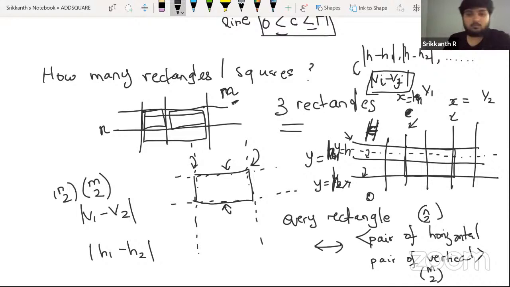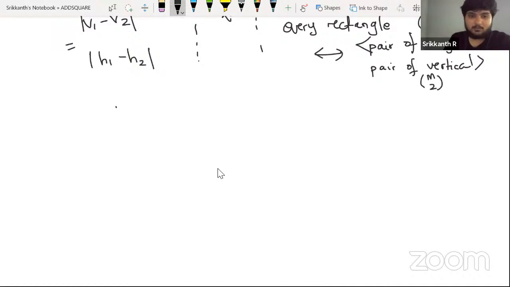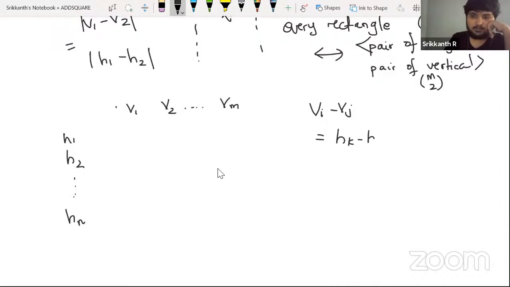We want squares, right? We are bothered only about squares. So for squares, these two differences must be equal. So let me jump to a new slide here. Let's say H1, H2, up to Hn, then V1, V2, and so on up to Vm. So we want squares. So we want pairs such that Vi minus Vj is equal to, let's say, Hk minus Hl, absolute values. And we're going to add another line.